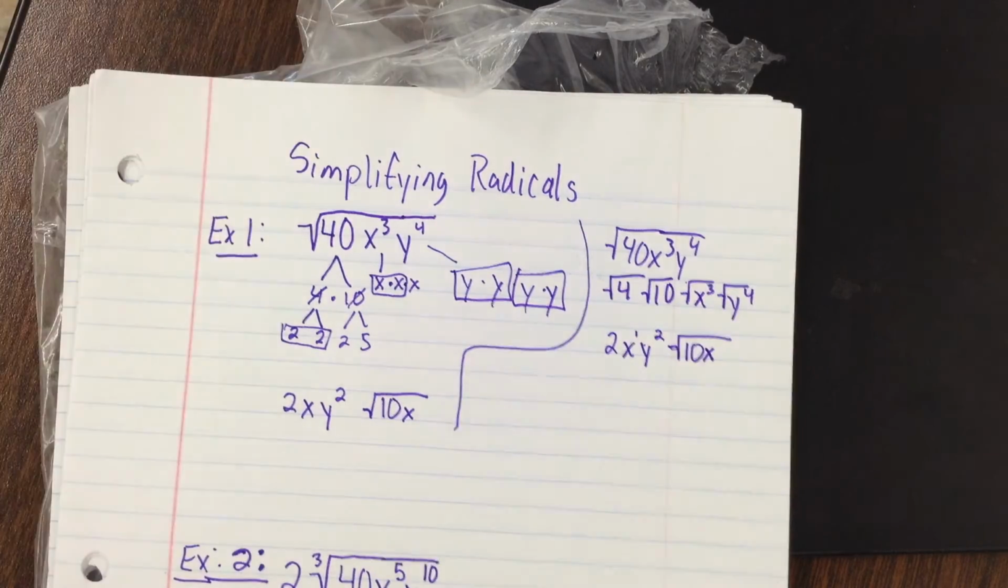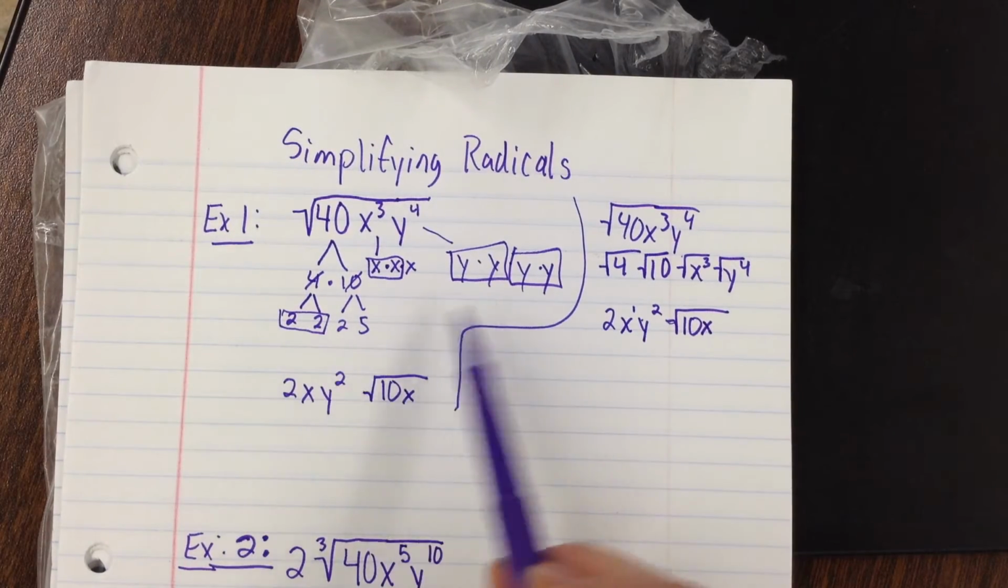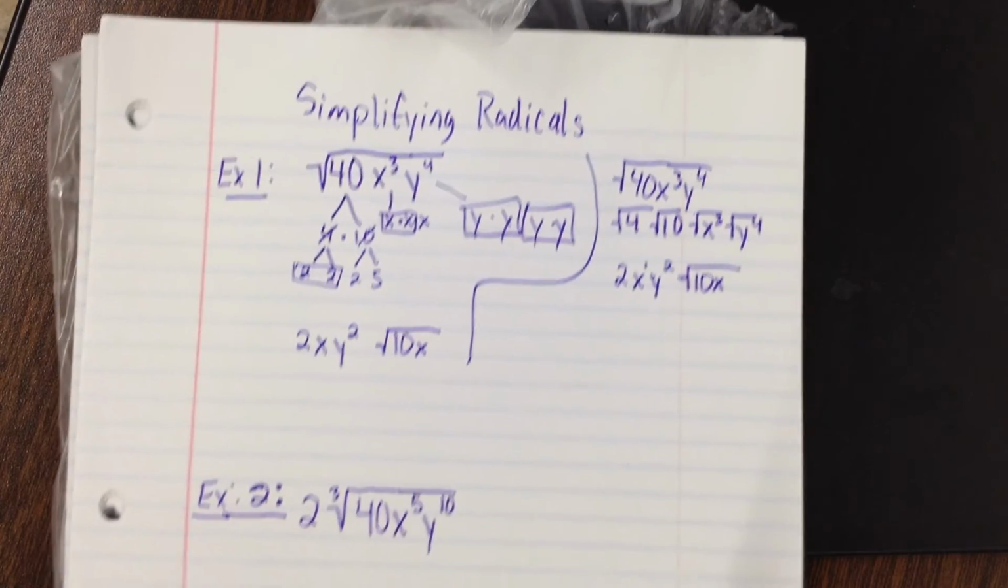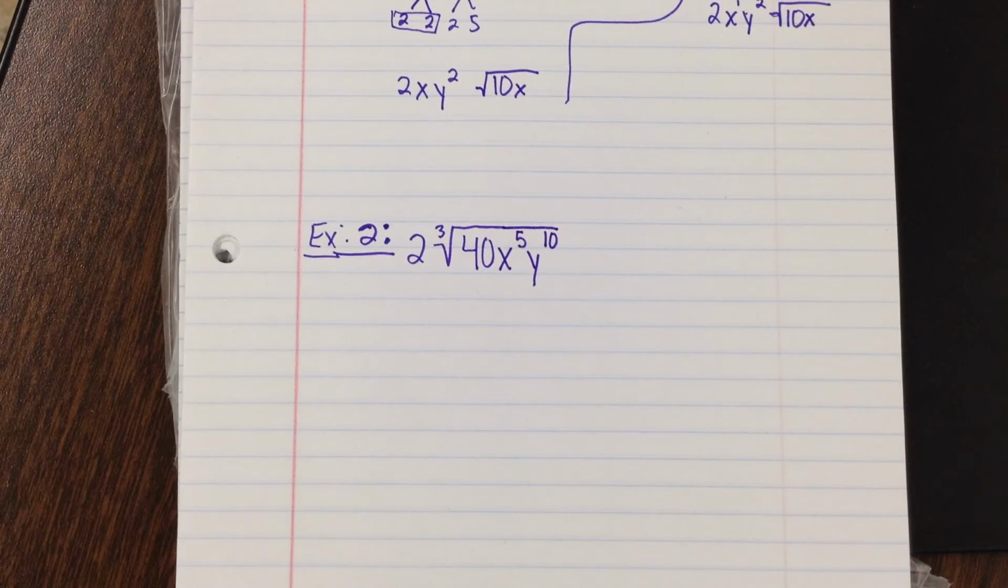Some ways are faster than others. Ideally, you're not making factor trees all the time. It just takes so long. So if you can get these steps done, it's a lot easier. So here's another example. I'm not going to do too many of these because it gets to be kind of a waste of time. This is a cube root.